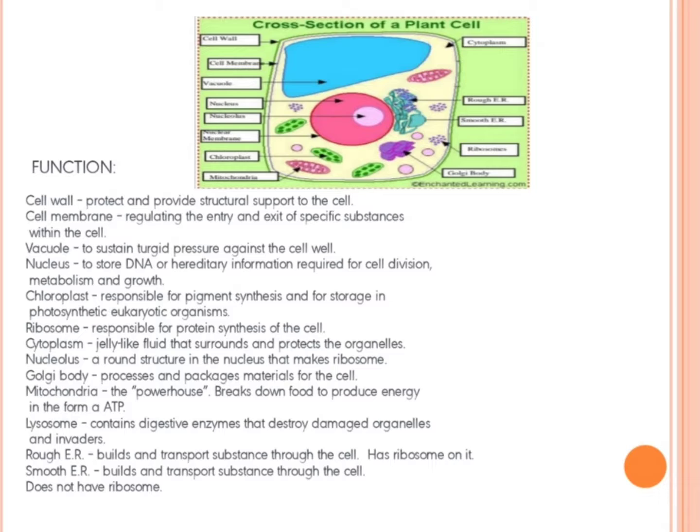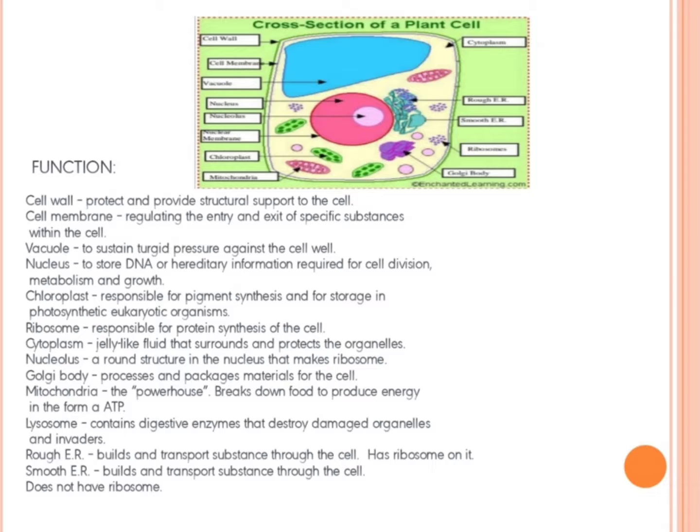Golgi body, process and package material for the cell. Mitochondria, the powerhouse, break down food to produce energy in the form of ATP. Lysosome, it contains digestive enzymes that destroy damaged organelles and invaders.